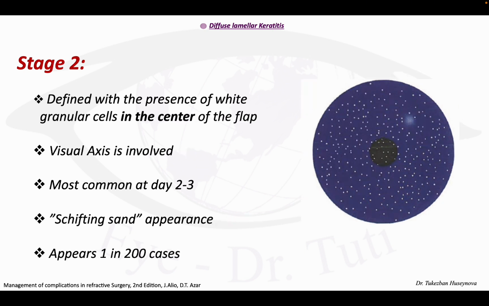Stage 2 DLK, characterized with the presence of white granular cells in the center of the flap. Visual axis is involved, most common at day 2 or 3. It has a shifting sand appearance and appears in 1 in 200 cases.